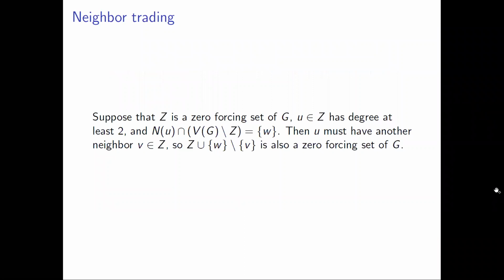Another useful tool for zero forcing sets is called neighbor trading. Suppose we have some zero forcing set, Z, and we have some vertex V in Z, which has degree at least 2, and V has only a single white neighbor named W. Then we can construct another zero forcing set by switching out V and putting in W. In other words, the zero forcing set is Z union the singleton W minus the singleton V.